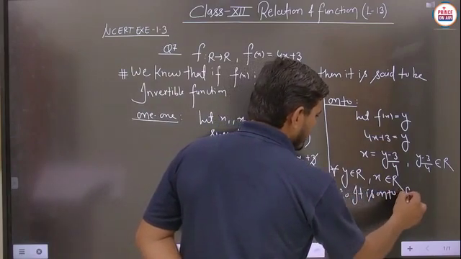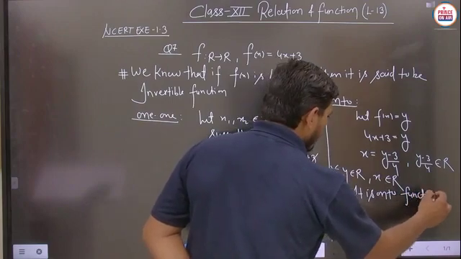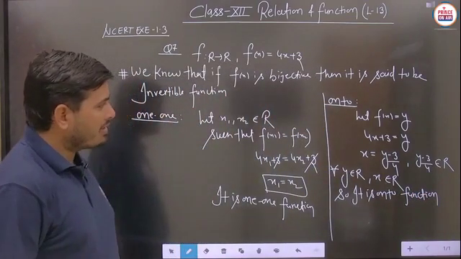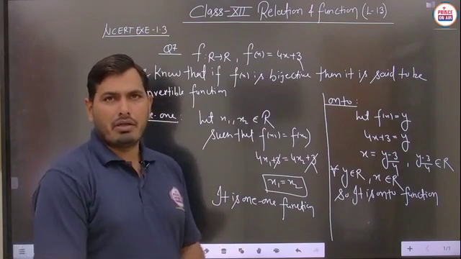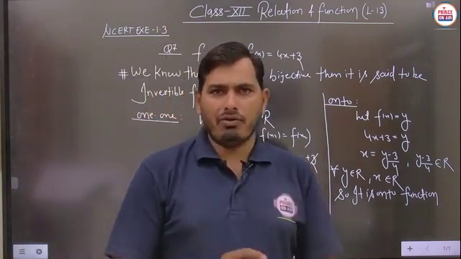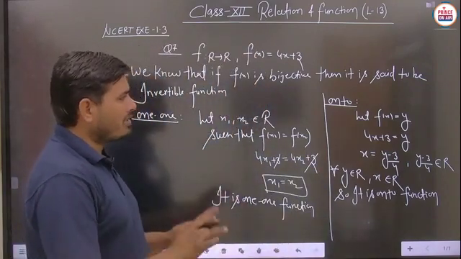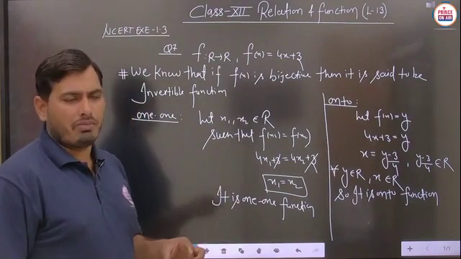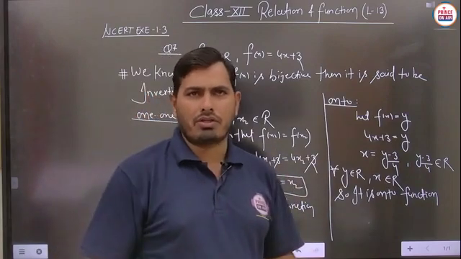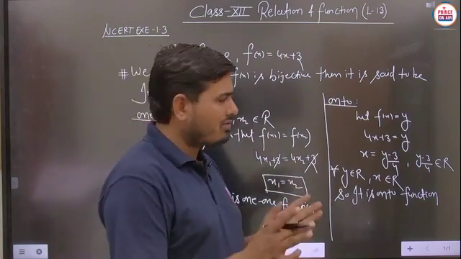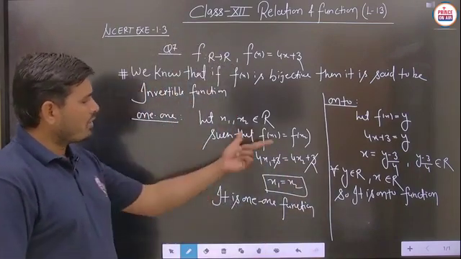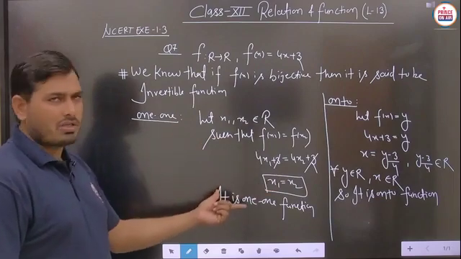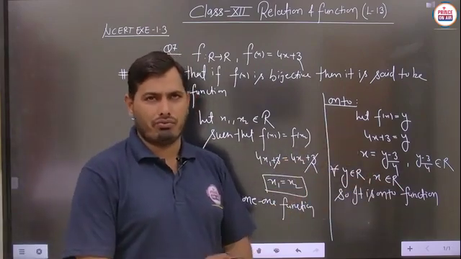And student, if a function is both one-one as well as onto, then it is said to be a bijective function. In the case of a bijective function, you know very well that the inverse of the function will exist, and the given function is said to be invertible. So we just have to prove that the given function is bijective, because you can check this function is one-one as well as onto. Is it clear?